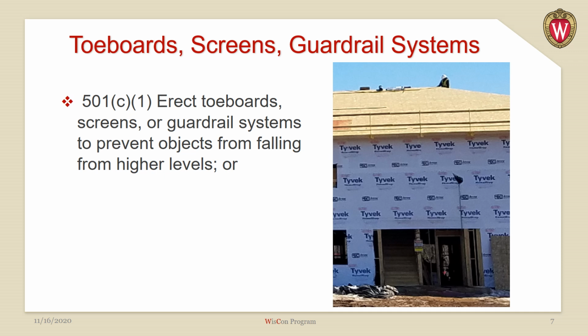The first option, 501(c)(1), is to erect toe boards, screens, or guardrail systems to prevent objects from falling from higher levels. When guardrail systems are used to prevent materials from falling, any openings must be small enough to prevent passage of falling objects. During roofing work, materials and equipment must not be stored within 6 feet of the roof edge unless guardrail systems are erected at the edge. Any materials stored near a roof edge must be stable and self-supporting.